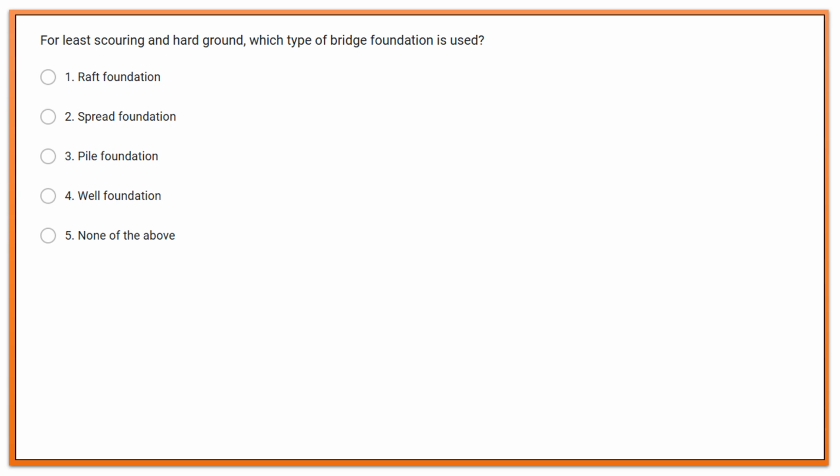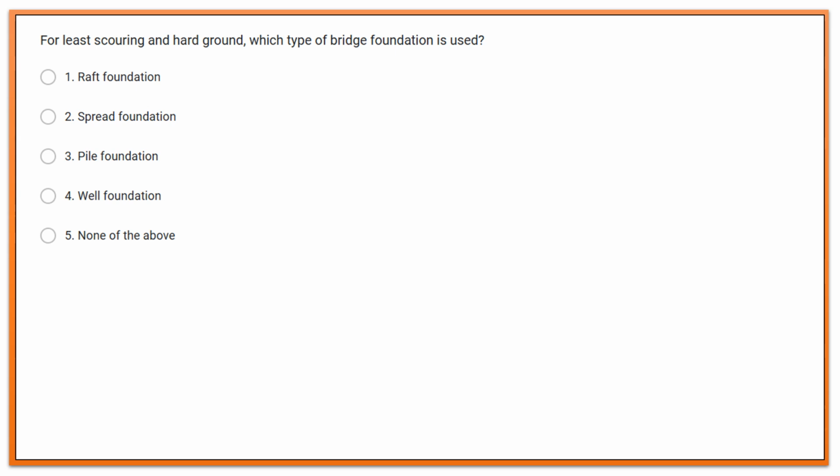Then question number 12: for loose soil and hard ground, which type of foundation is used? The first option is raft foundation. Raft foundation is used where, if we calculate the area of foundation, that area is larger than the area of the plot, then we use the raft foundation, or we use the raft foundation in black cotton soil.